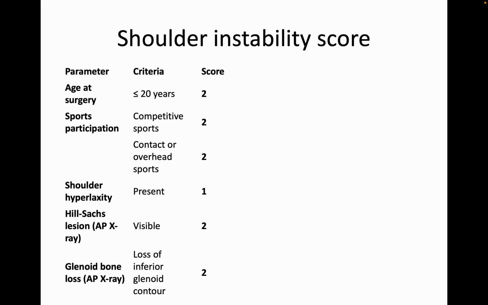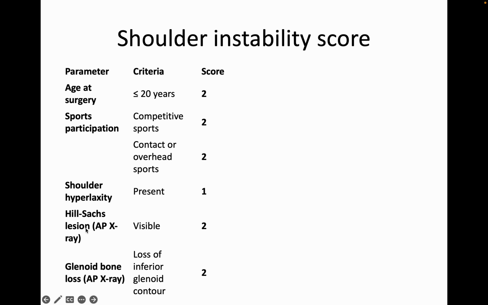It guides us on the risk of subsequent dislocation at the time of dislocation. We have so many parameters, such as age. If the age of the patient is less than 20, the patient gets 2 points. If the patient is in competitive or contact sports, then the patient gets higher marks. If there is hyperlaxity in terms of a higher Beighton score, we give 1 mark. If there is no hyperlaxity, the patient gets 0 marks.